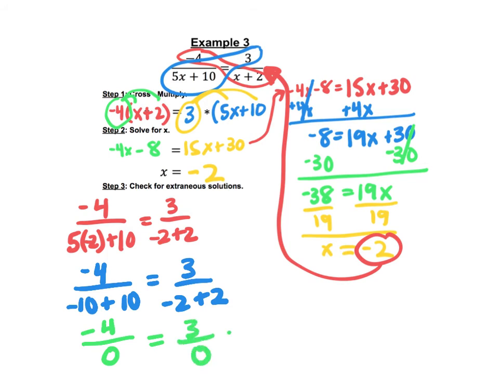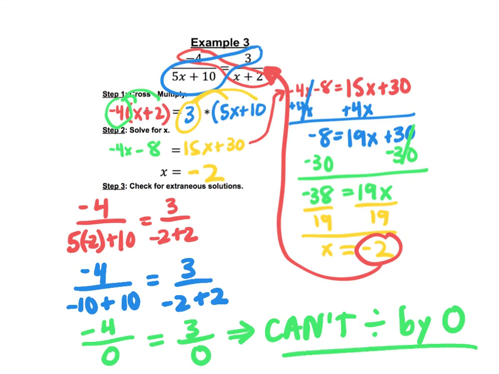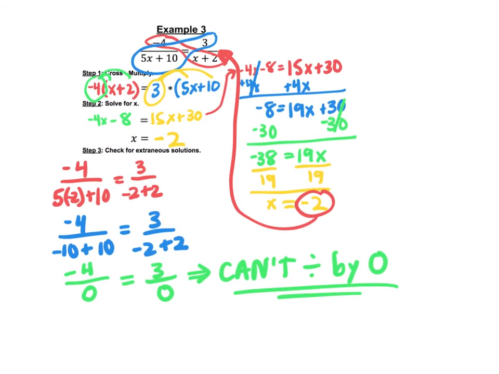Now here's my problem. I can't divide by 0. That does not work. It'll never work. It gives you a solution that's undefined. So what that means is that x equals -2 is extraneous. It's a solution that doesn't work.